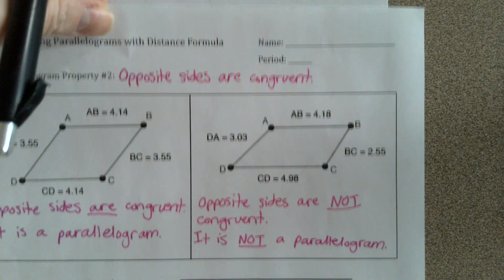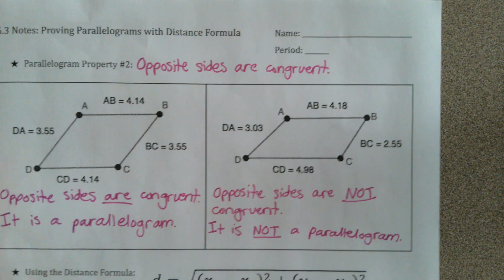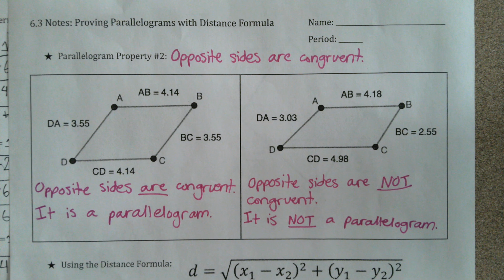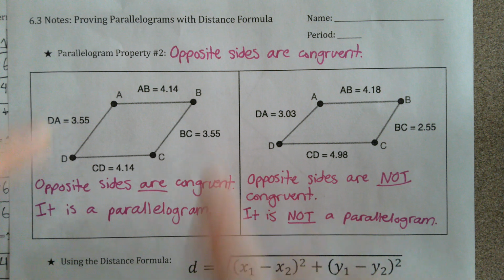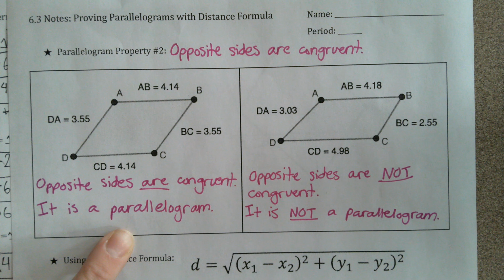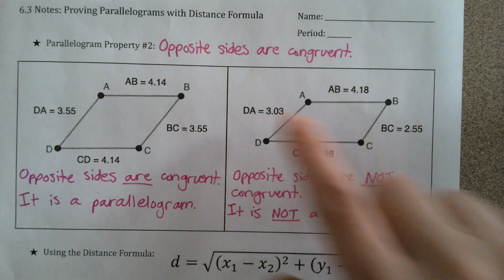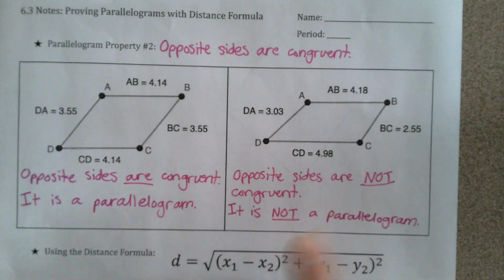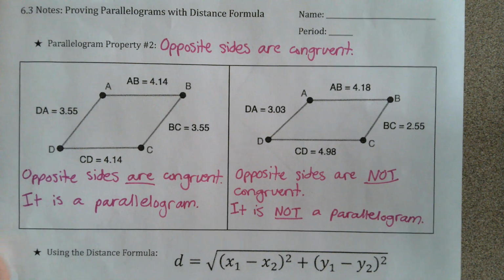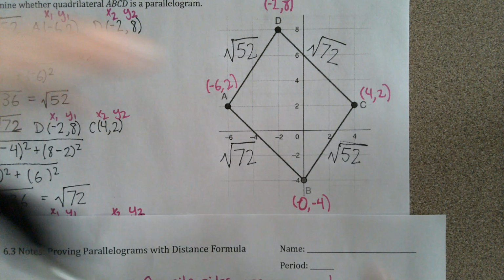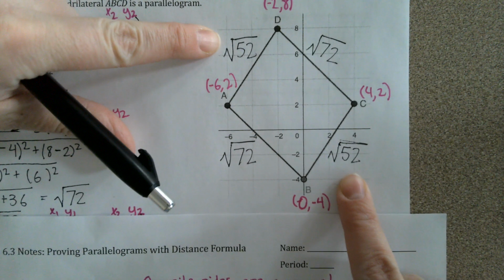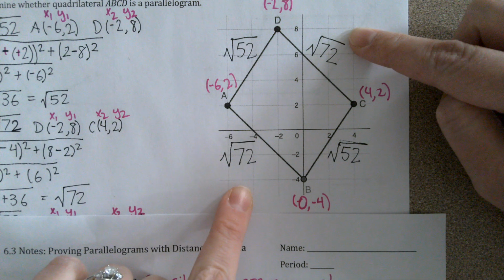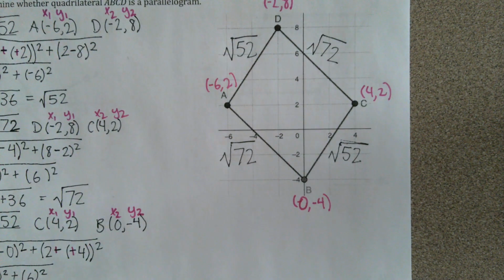If you remember, the criteria to determine this is that opposite sides are congruent. So if you get a yes, the opposites are congruent, you're going to say that and then state that it's a parallelogram. If you get different numbers on opposite sides, then they are not congruent, and it's not a parallelogram. Here we've got these two sides, our opposites are both the square root of 52, and these two sides are both the square root of 72. So this is a parallelogram.